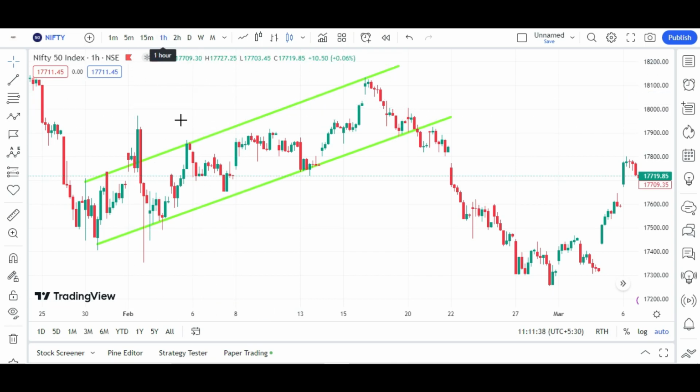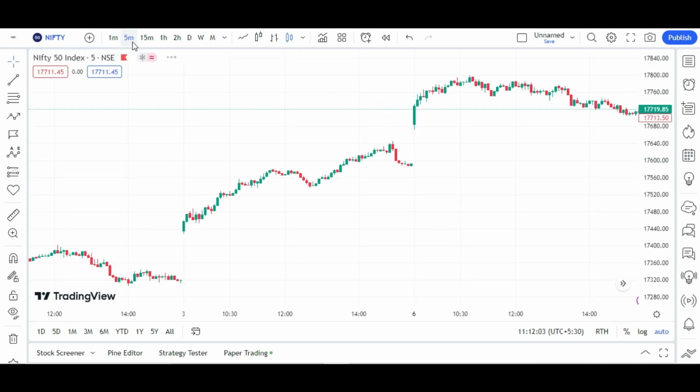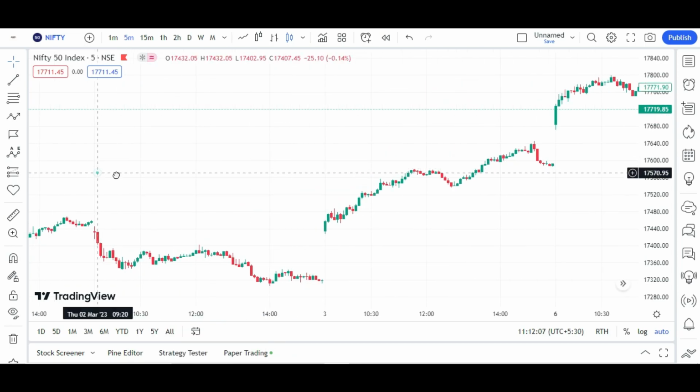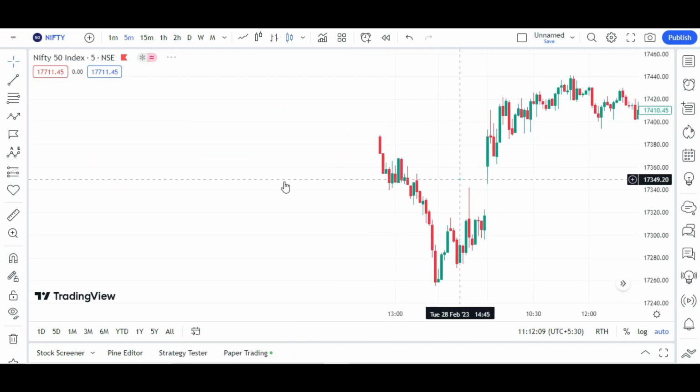We have drawn our trend line, and this is the trend line we have drawn. Now for entry, what we are going to do is go to a lower time frame. Once we draw the trend line on the 1 hour, after that we will go to the lower time frame, and the time frame that we are going to use is 5 minutes. So you can go to the 5-minute time frame, and now what we have to do is go a little back, because that was the 1 hour time frame.